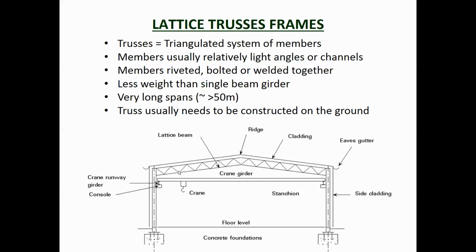These are usually relatively light angles or channels, bolted or welded together. It has less weight than if you just had a single girder beam of the same strength, and allows you to do much longer lengths, so you can get up to 50 meters with this type of thing. The truss is often constructed on the ground then lifted into place. There are a lot of joins that need to be made, and trying to do it up in the air is just going to be too hard, too expensive. Better to build it on the ground and lift it into place.